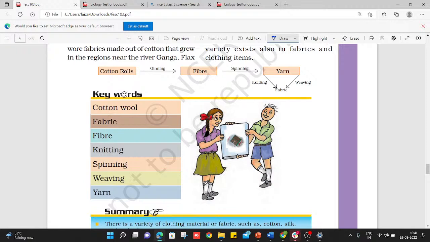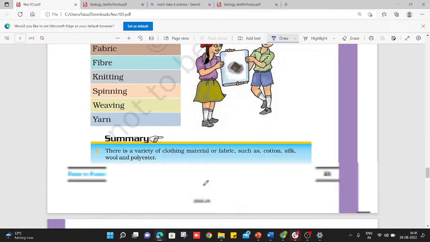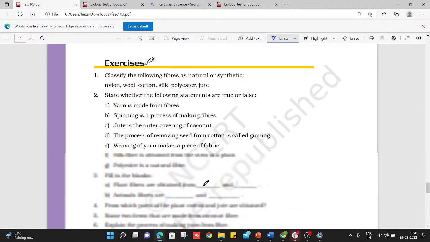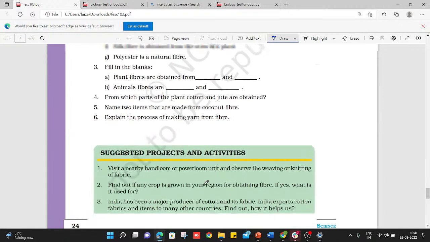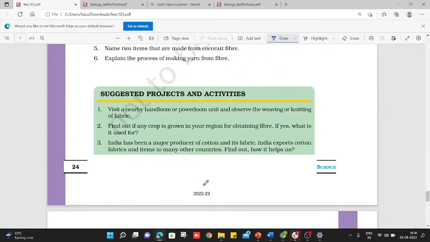Okay, so this is done. This is a summary of the topic. These are the exercises, and suggested projects and activities. These are the suggested projects. Visit a nearby handloom or power loom unit and observe the weaving or knitting of fabric. Find out if any crop is grown in your region. If yes, then what is it?